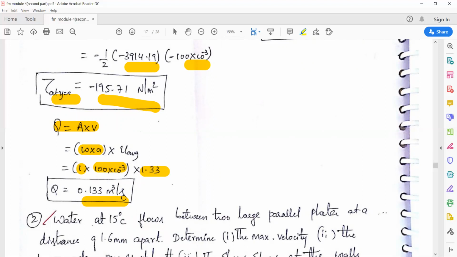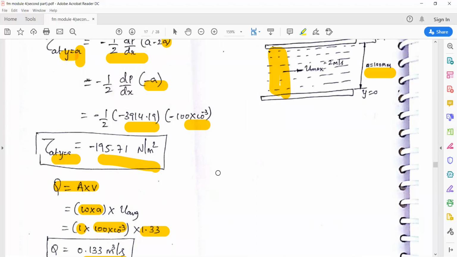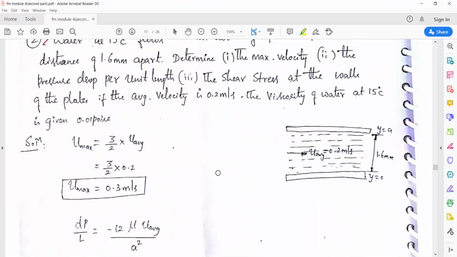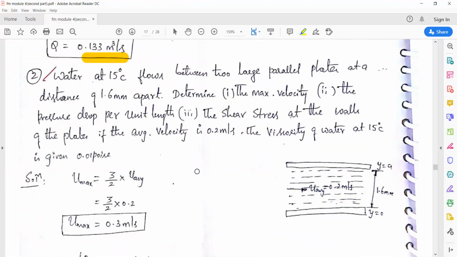All right. So these are all the things which have to be calculated. They've asked you to calculate for parallel plate. Okay. So yeah, we can discuss one more problem.